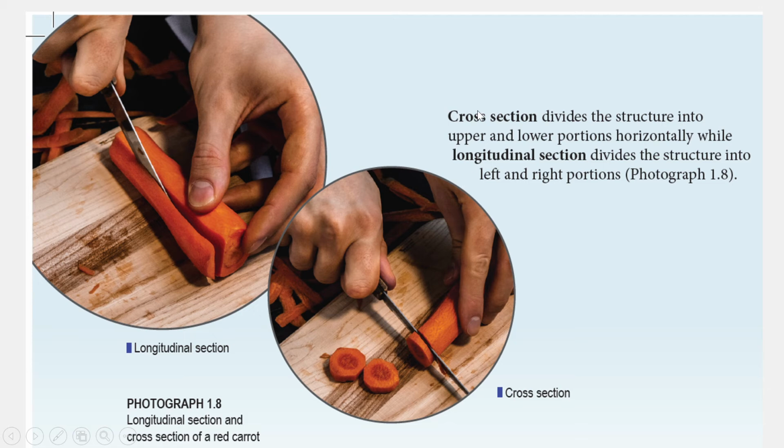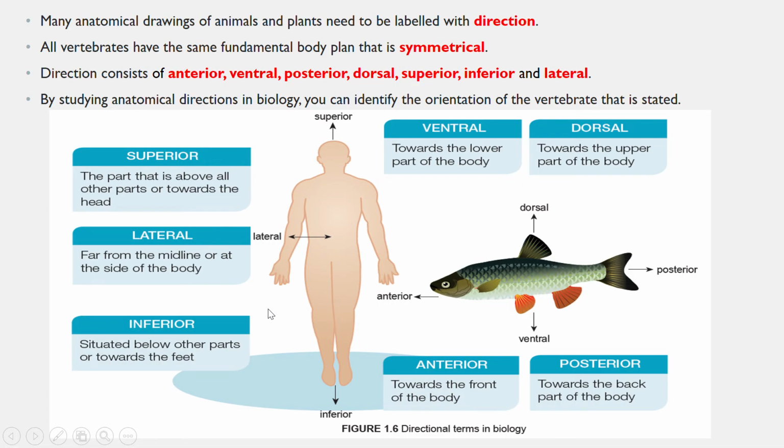Okay, next. You should be familiar with cross-section and also longitudinal section. Okay, ini memang senang ingat. Ini keratan rentas. Cross-section, you cut like this. Merentas tubuh lobak ini. Whereas if it is longitudinal section, keratan memanjang.